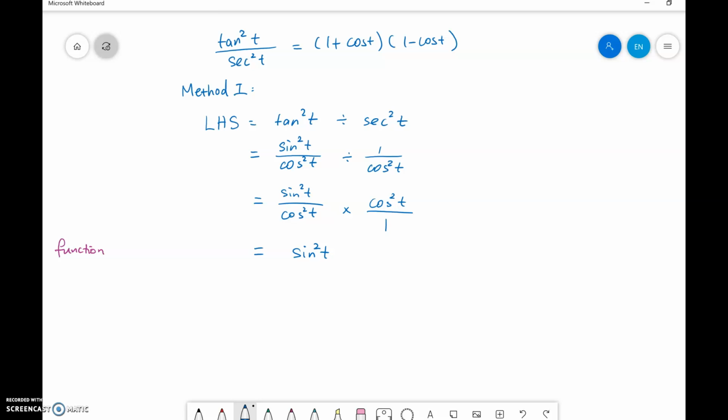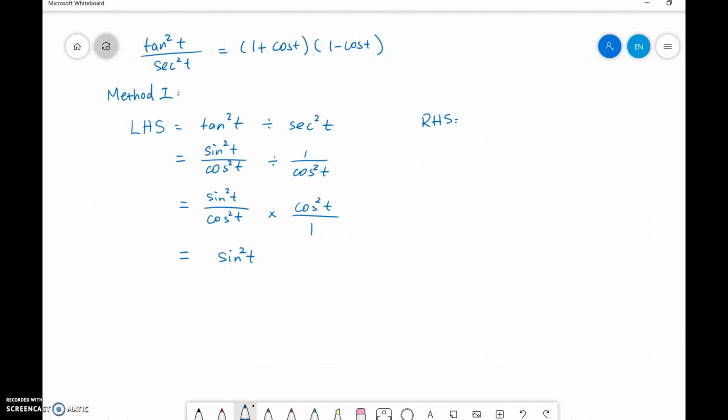However, it's not quite equal to my right hand side. It's not straightforward to continue from this point because I only have one term. So for the first method, I'm going to stop here and then work on the right hand side. I didn't erase anything from my first part, so everything is part of method 1. On my right hand side, I'm going to multiply it, and I will end up with 1 minus cosine squared t.